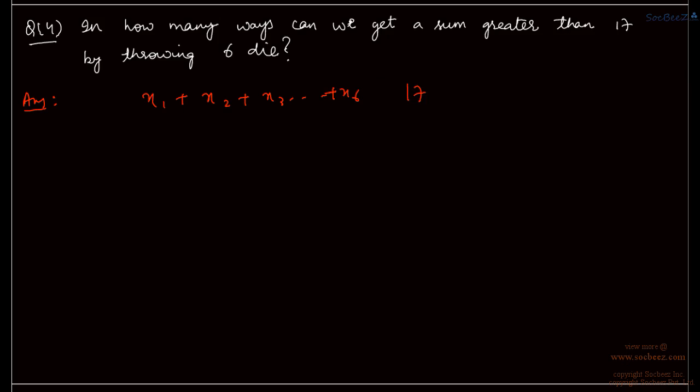So what we actually consider is just the opposite case. Instead of greater than 17, we consider the sum to be less than or equal to 17. Okay. So instead of less than or equal to, what we now do is we introduce a dummy variable x7. Why do we do that? We do it so that the sum becomes 17 now. Okay, you'll appreciate all this in a short while.